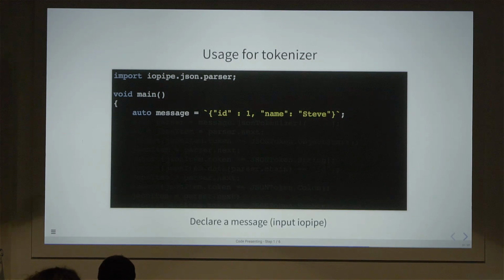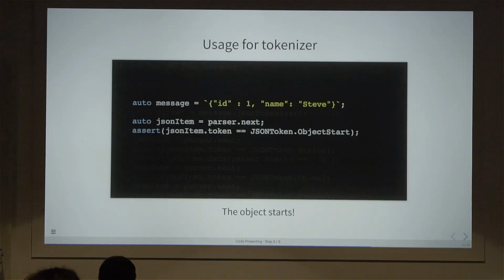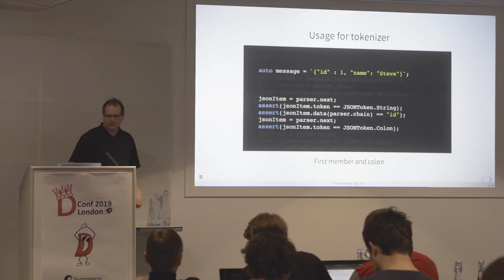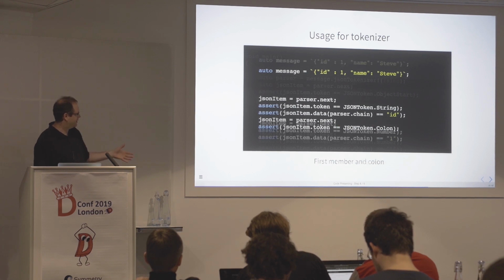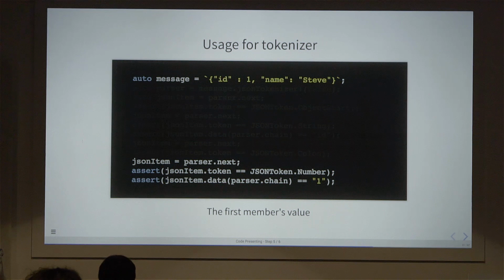This is kind of how you use the parser. You take any IO pipe, which a string is an IO pipe. So you take an IO pipe, make a tokenizer out of it. Then each token it gives you back tells you what it is. So first thing is going to be the object start. Then the next thing is going to be a string, which is ID, and then there's a colon. So this is simple stuff, right? This is just so you can understand when you see the code in the next few slides, like this is how it works. Anyway, so you get the data directly from the buffer.